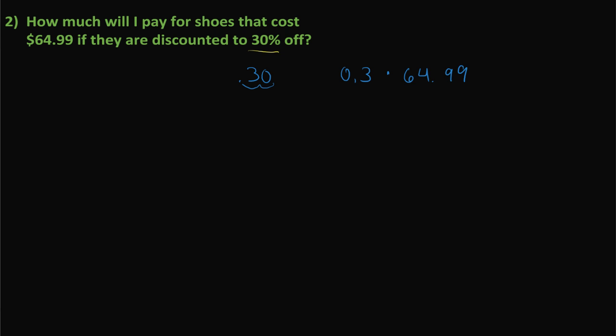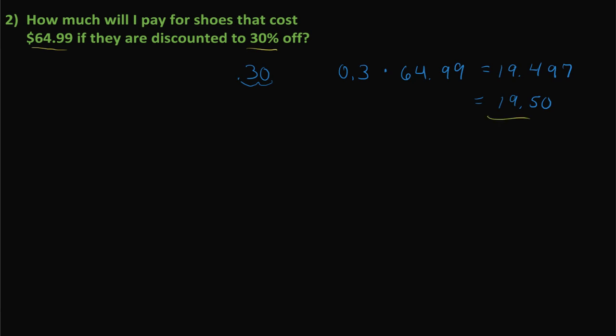And I'm going to put this in my calculator. And that gives me 19.497. Okay, and you'd probably want to round this to the nearest cent, the nearest penny, so that becomes 19.50. All right, so that is 30% of the cost. So if you just want to do it the long way, you do $64.99 minus the discount, $19.50, and that would give you how much you pay.